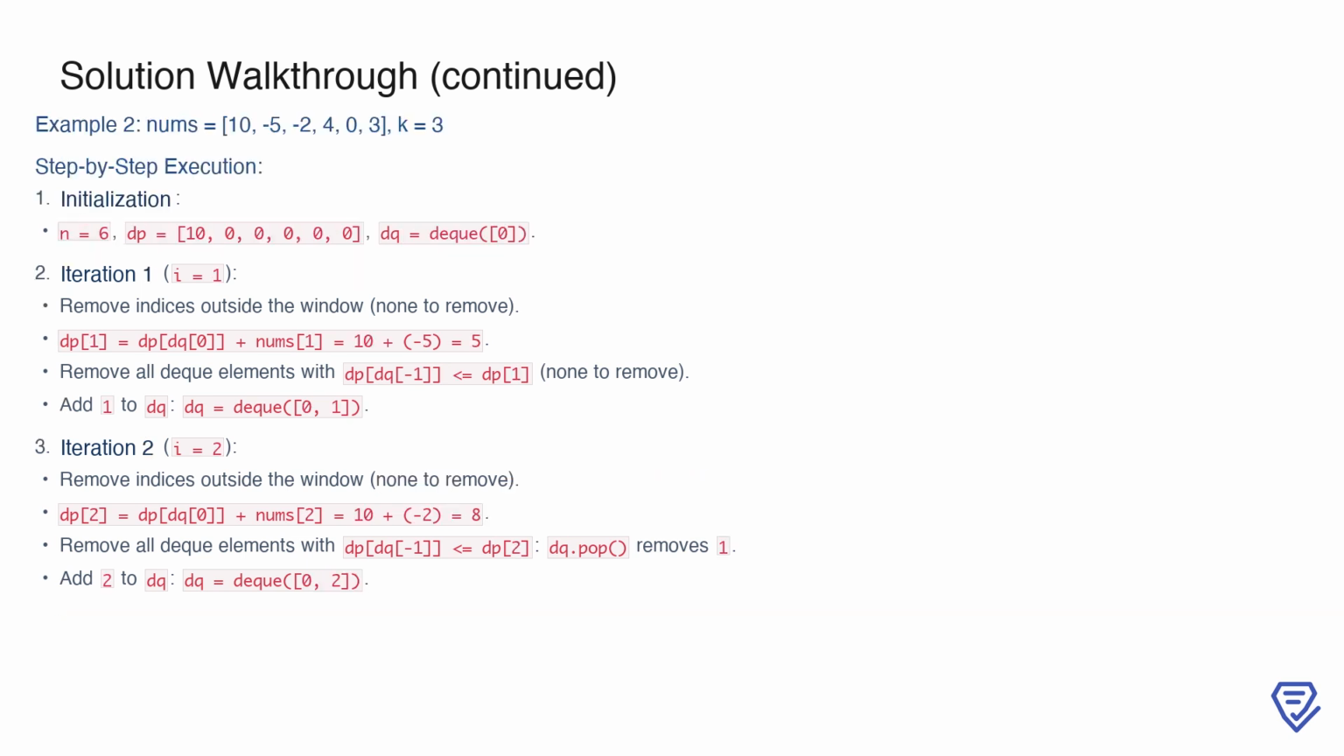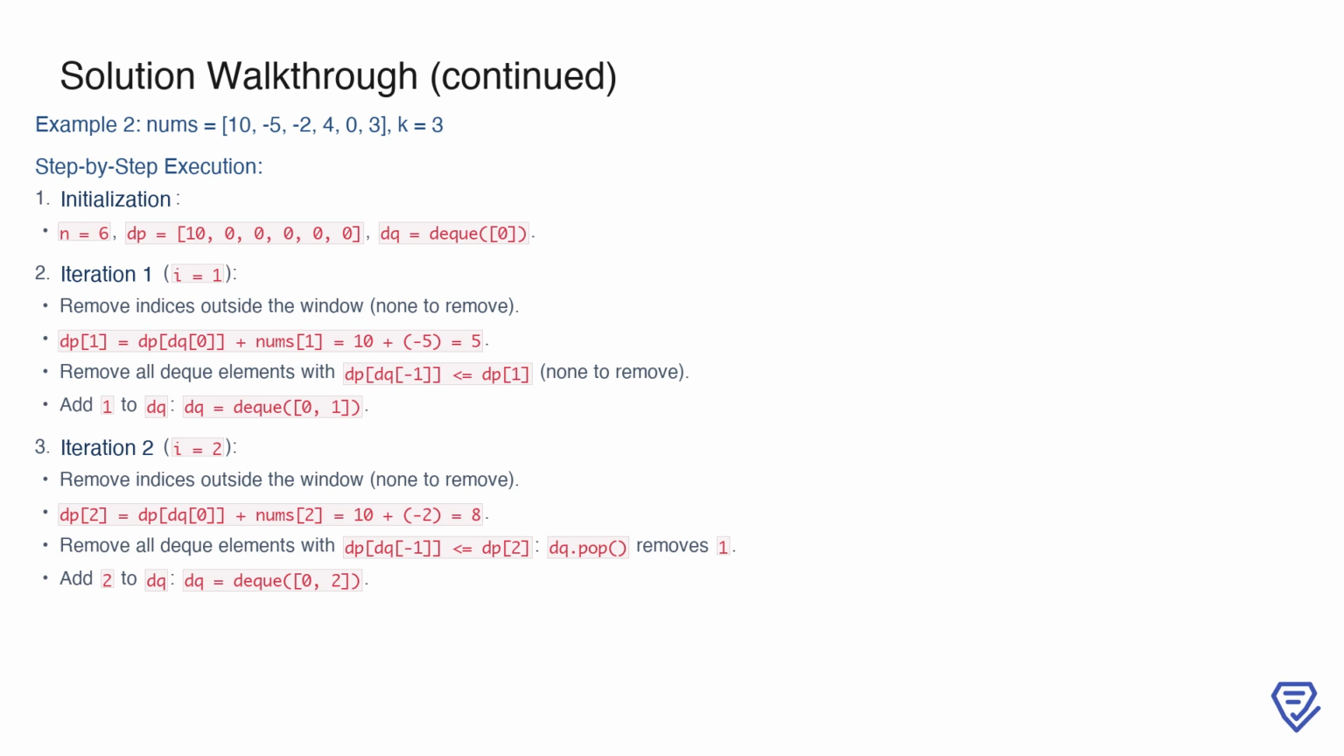In this second example, the input array is nums equals [10, -5, -2, 4, 0, 3], and the window size k equals 3. We start by initializing dp with the first element of nums, so dp[0] equals 10 and the rest are zeros. The deque dq begins with index 0.